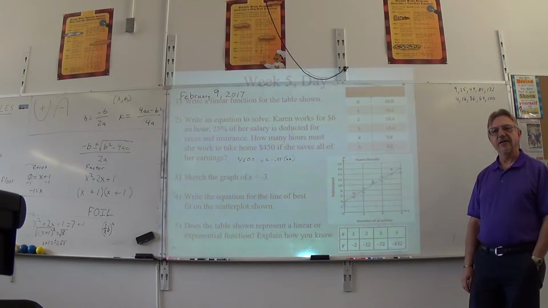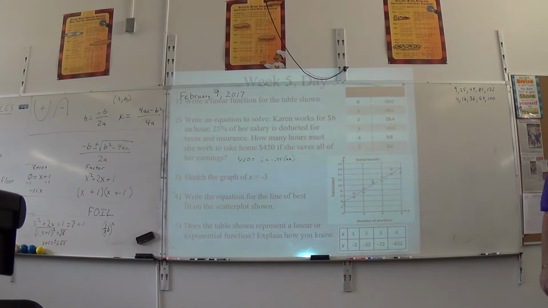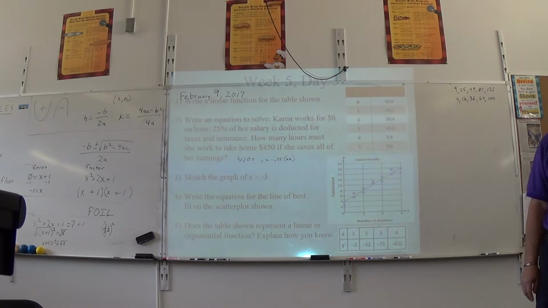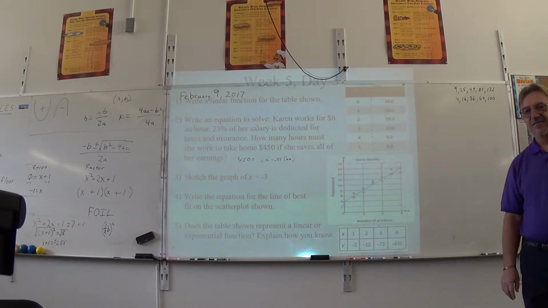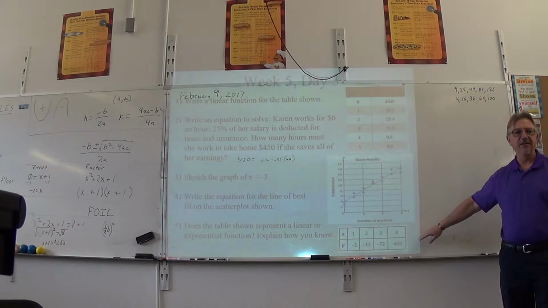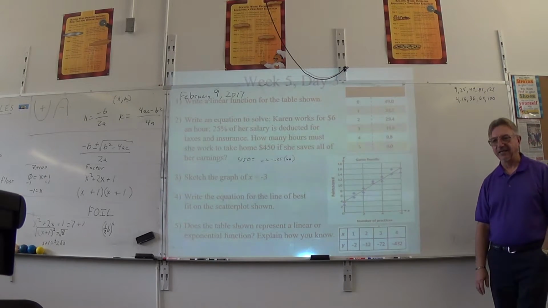Carson, is it going to be linear or exponential? Exponential, because the numbers are jacked up. I need a better answer to explain that. Why? Donovan? Because it multiplies by 6. Yes. It goes up by a multiplier of 6.